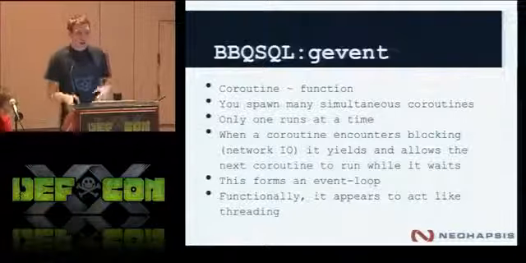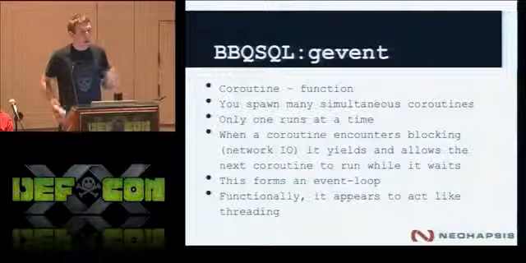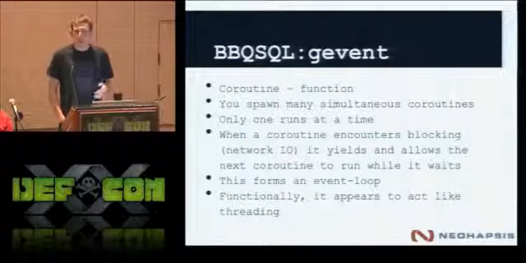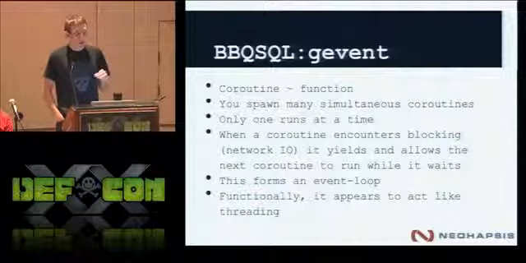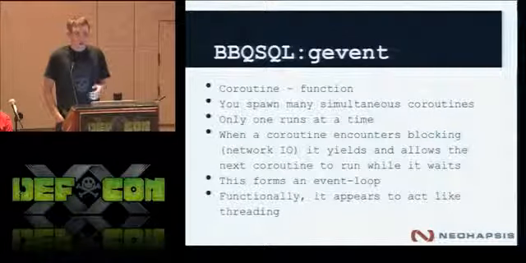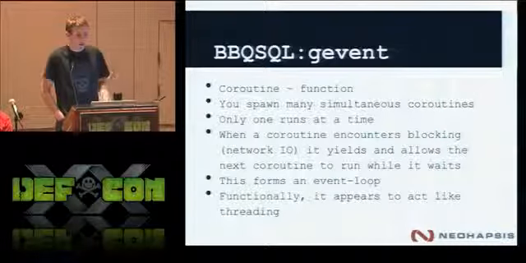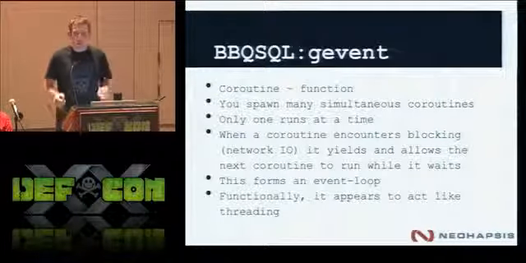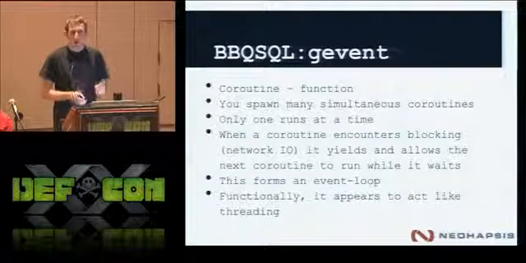So what we have is coroutines, and you can think about coroutines as being functions essentially, but you're spawning a bunch of them that run at the same time. This seems familiar if you've done threading. But the thing here is that the events or the process scheduling is much more explicit, and we have much more access to that. So you're spawning up all of these functions, all of these coroutines. Only one of them is actually running at a time.